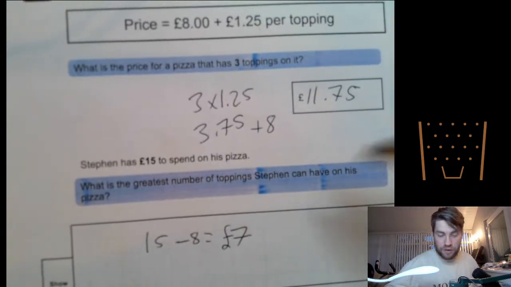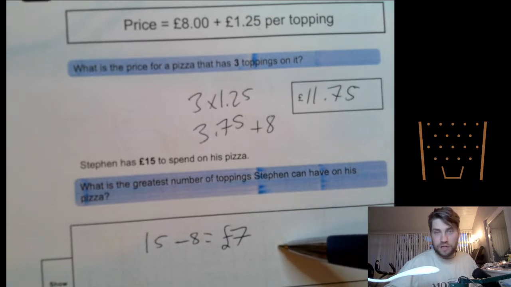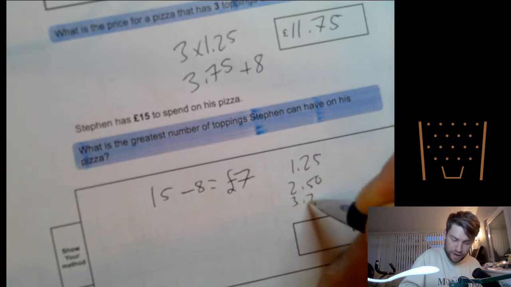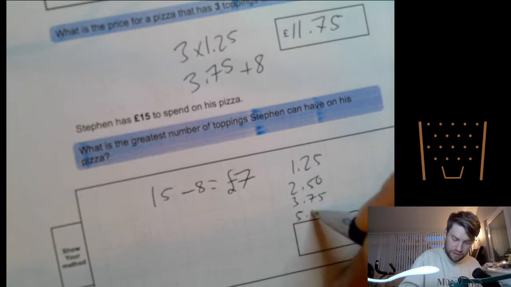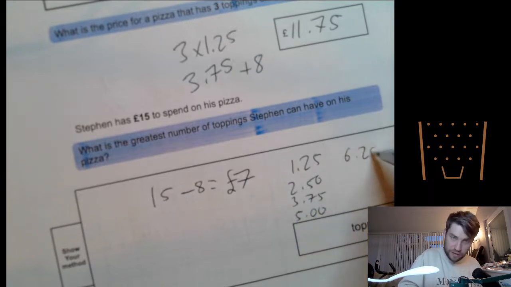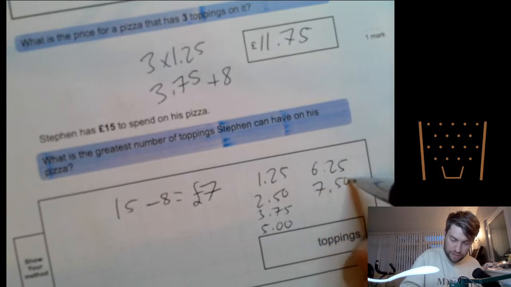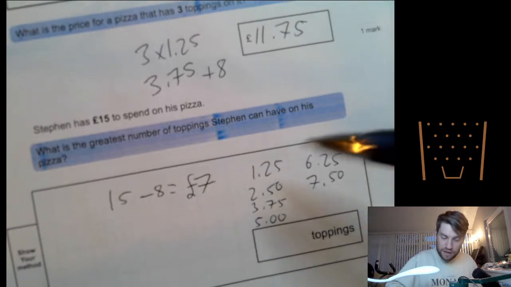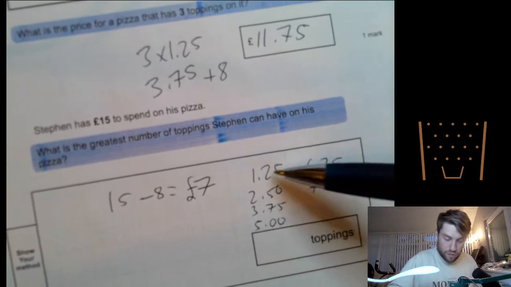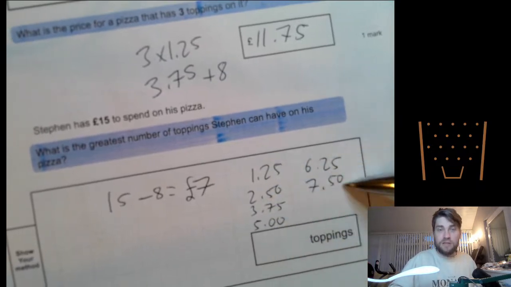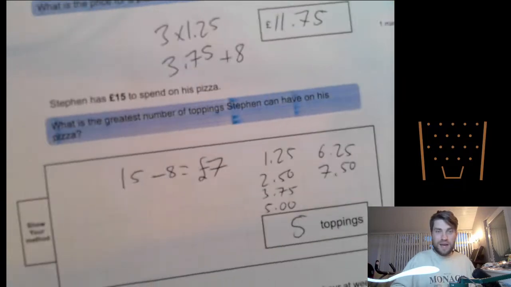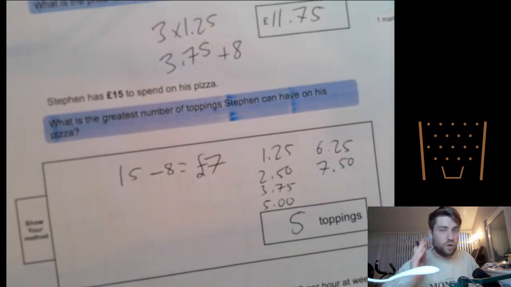The easiest way, I'll just go up in £1.25s. Okay, so I'll just go £1.25 and then £2.50, £3.75, and then that'll be £5, £6.25, and then it'll be £7.50. So you can see £1.25 doesn't go equally into £7. So then that's where this comes in handy. So 1, 2, 3, 4, 5, 6 will take me over. So it's 5 toppings. Yeah, and that method works in loads of questions, just going up in the times table.